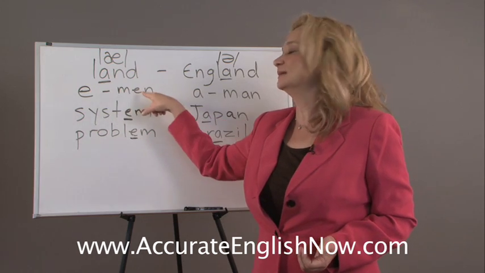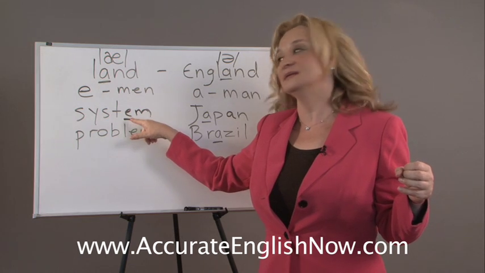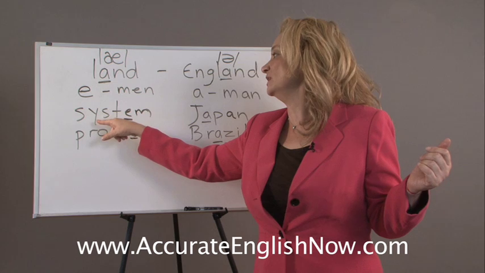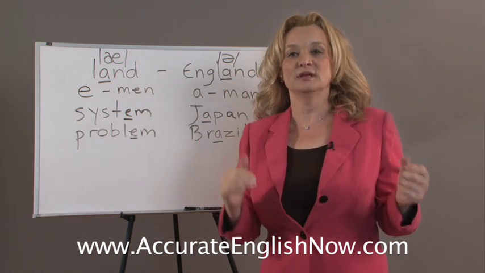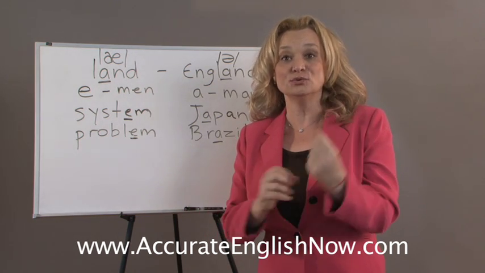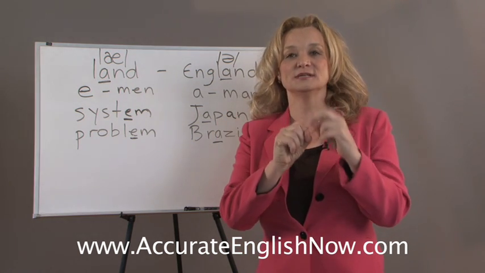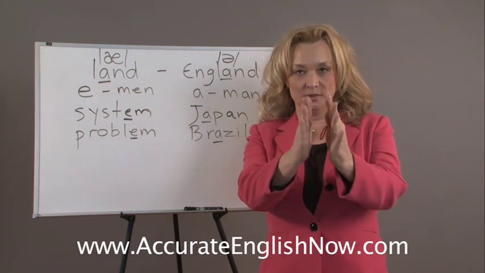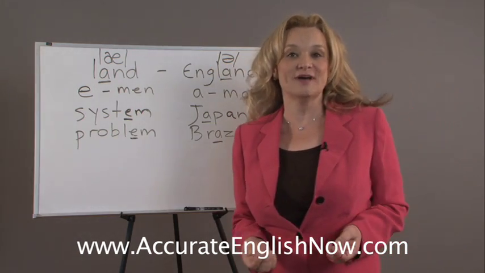Look at this E, men. But look at this. This E and this E are totally different. We don't say system, we say system. The first syllable is stressed, the second syllable is reduced. So if I take my rubber band, system, two syllables, watch, system, system. This E becomes this sound. It's a reduced vowel.